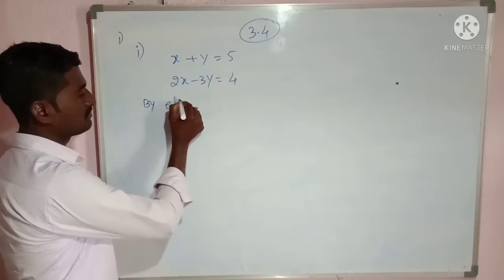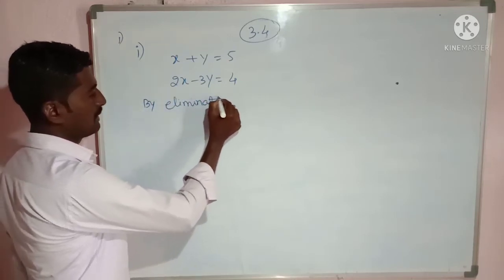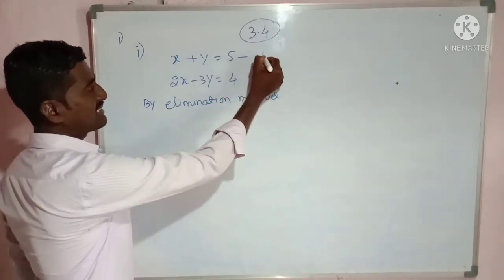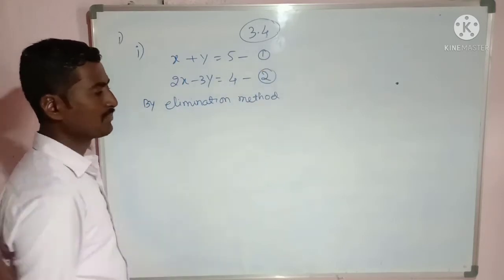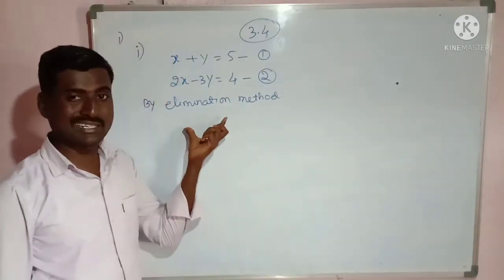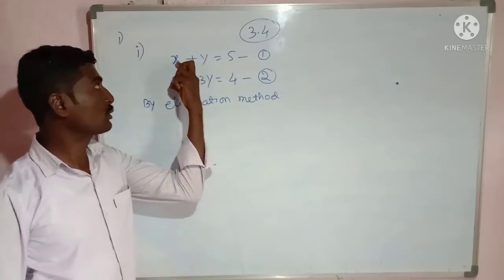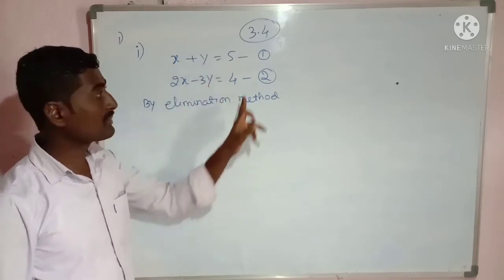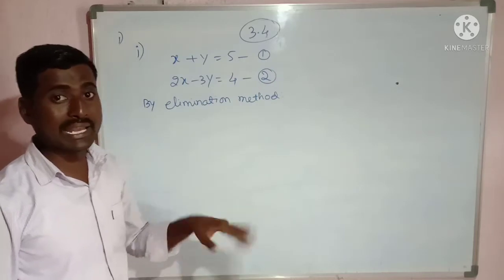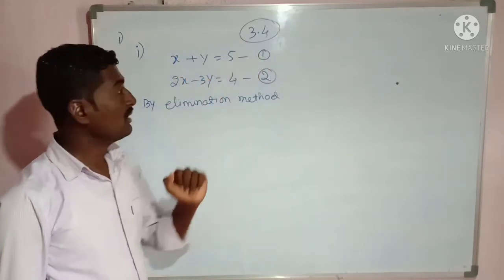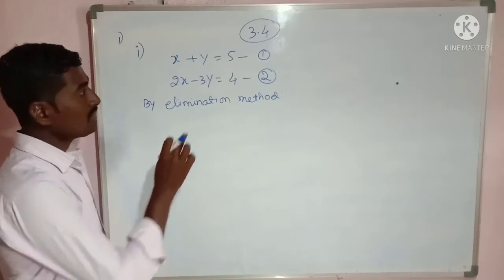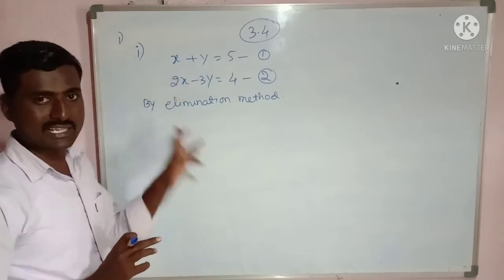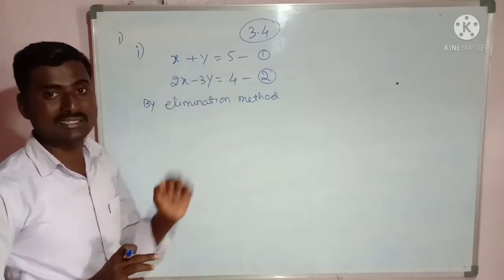Elimination method. Now I will take this as equation number 1 and this as equation number 2. The first step of elimination method is to make either the coefficient of x the same or the coefficient of y the same in these two equations by multiplying any number to any equation. Now I am trying to make the y coefficient the same. In the last problem I made the coefficient of x the same. In this problem I want to make the y coefficient the same.